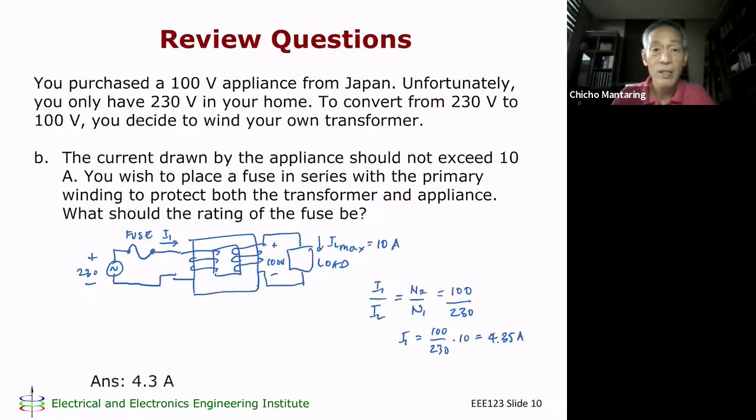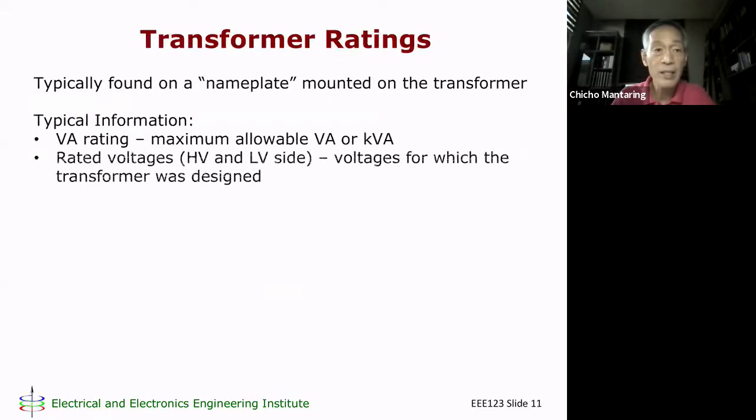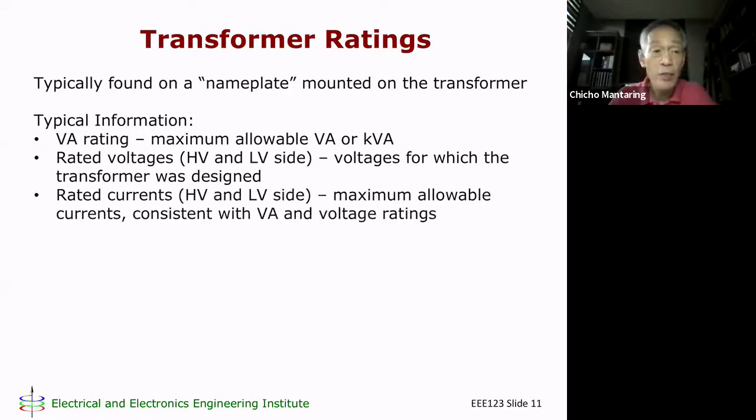Okay. So going back to transformer ratings, the transformer will specify the rated voltage, the high voltage side and the low voltage side. These are the voltages for which the transformer was designed. The transformer will also tell you the rated currents on the high voltage side and the low voltage side. These are the maximum allowable currents in either of these windings. And this should be consistent with the volt ampere. In other words, if I multiply rated current with rated voltage, I should get my volt ampere rating.